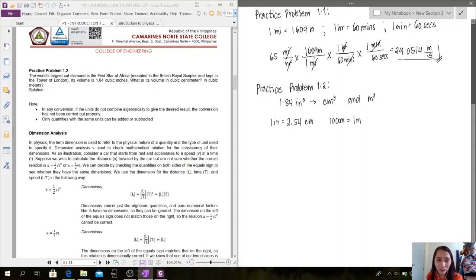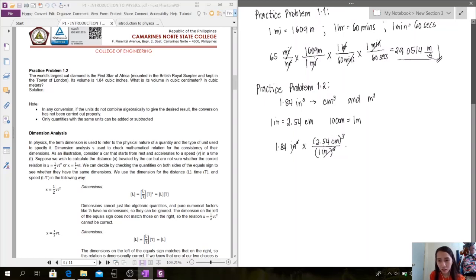So, you might be wondering why I put measurements of length here. Volume naman yung hinahanap natin. So, we can use this solution. So, we'll write 1.84 cubic inches. So, since volume siya, naka-cube si inch. Pwede natin siyang i-convert. For every 1 inch, we have 2.54 centimeters. So, we'll cube that too. I-raise din natin siya sa 3 so that we can cancel it.